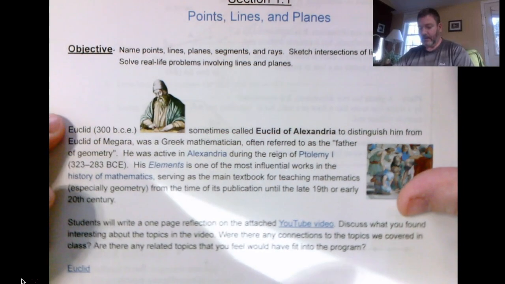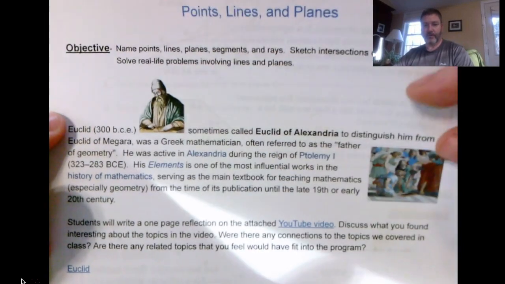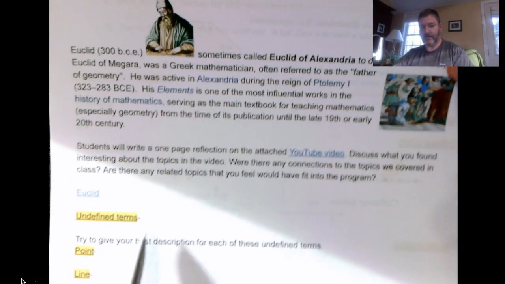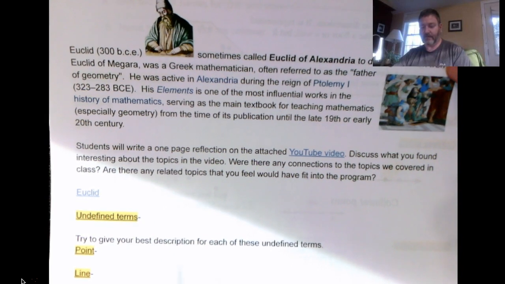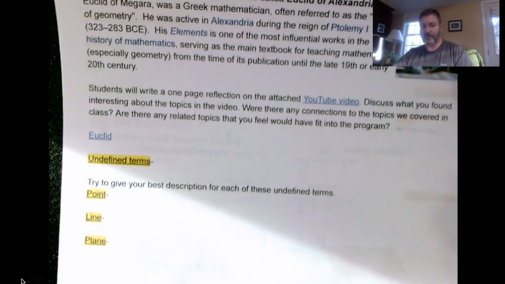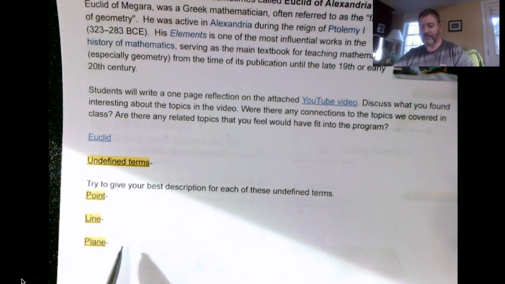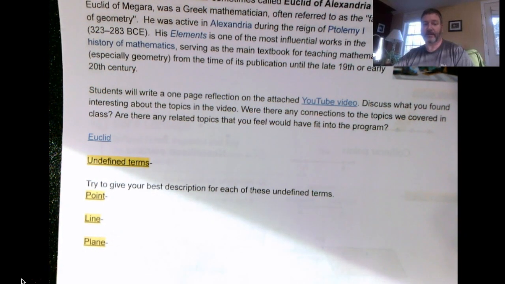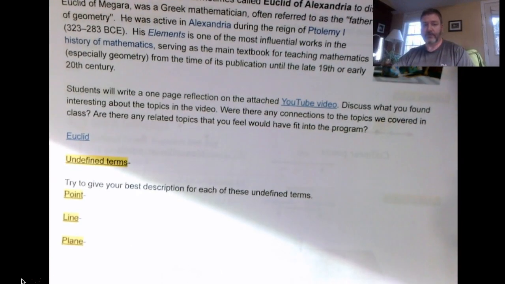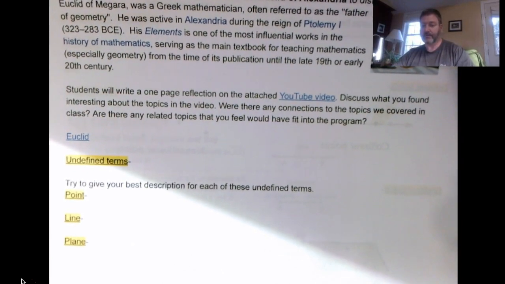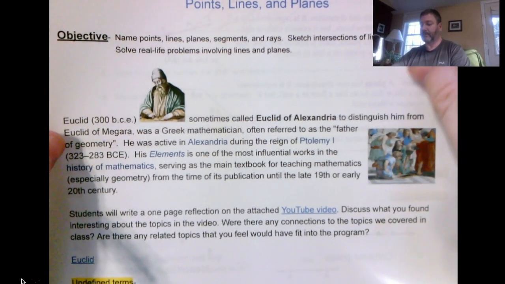Okay. Then you're going to have to go through and fill in definitions, define what undefined terms means. You're going to do your best effort to try and give a description of point, line, and plane. You can't define point, line, and plane. They are undefined terms. They come from Euclid. And you're going to do your best effort to try and give a description of them. Flip to the back side.